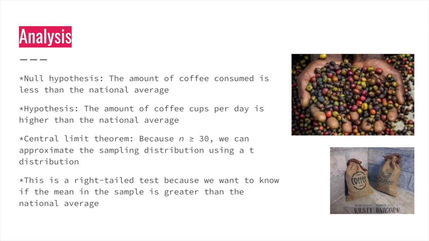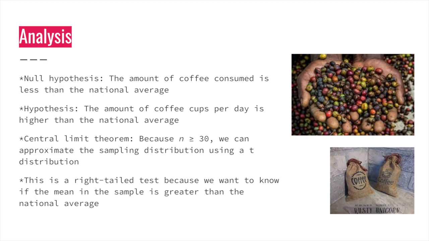Central limit theorem states that if you have a population with mean and standard deviation and take sufficiently large random samples from the population with replacement, then the distribution of the sample means will be approximately normally distributed. So, because the sample population of 60 is greater than 30, we can approximate the sampling distribution using a t-distribution. This is a right-tailed test because we want to know if the mean in the sample is greater than the national average. A right-tailed test is where your hypothesis statement contains a greater than symbol.